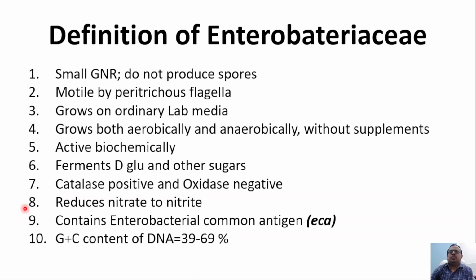The members also reduce nitrate to nitrite and contain enterobacterial common antigen, ECA. At the same time, the GC content of the DNA of the members is typically 39 to 69%.